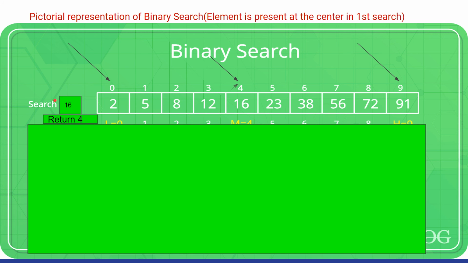Let's suppose you have to find the value of 16. The array is the same. The starting index is 0 and the ending index is 9, and we have to find M, that is the middle index. So 0 plus 9 is 9, 9 by 2 is 4.5, and floor of 4.5 is 4. So that means this is our M, and A of M, that is A of 4, is 16. Now 16 is what we have to find, so our program will return 4, that 16 is present at the fourth index.